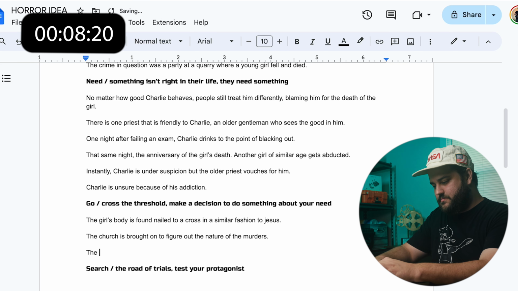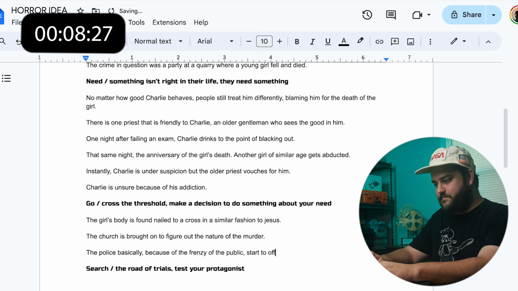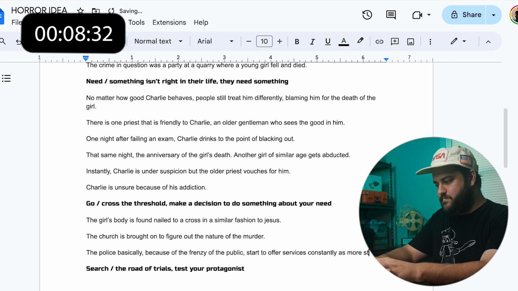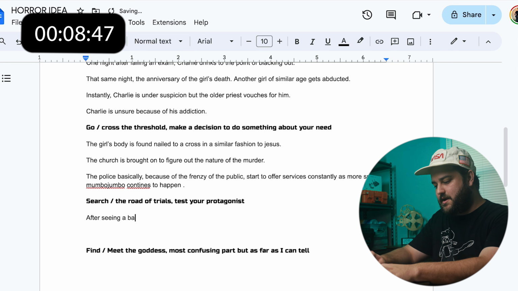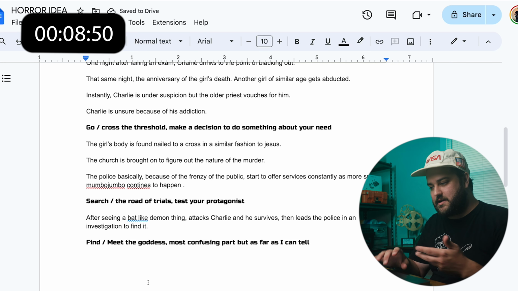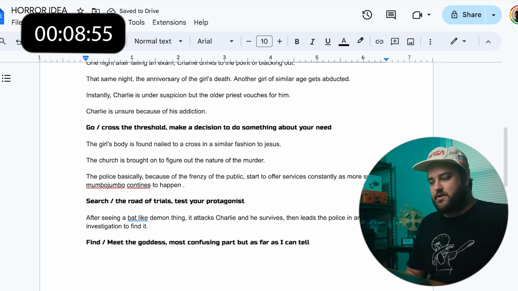Because of the frenzy of the public, the church starts to offer services as more spiritual mumbo jumbo continues to happen. So basically, everybody's going to church because weird stuff is happening, and Charlie is around more and more people. After seeing a bat-like demon thing, it attacks Charlie, and he survives. He then leads the police in an investigation to try to find it.